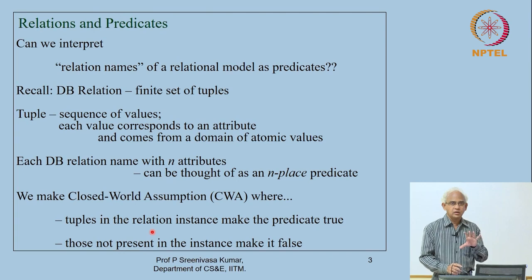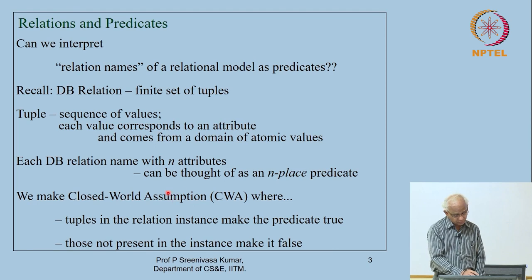So that way we can now start correlating our relation instances as definitions for our predicates under this very important assumption called the closed world assumption. Anything which is not present in the instance, if you substitute any of those values for the predicate placeholders, the variables, then the predicate is false. So this is an important assumption we will make. Once we make this assumption, we can interpret these DB relations.